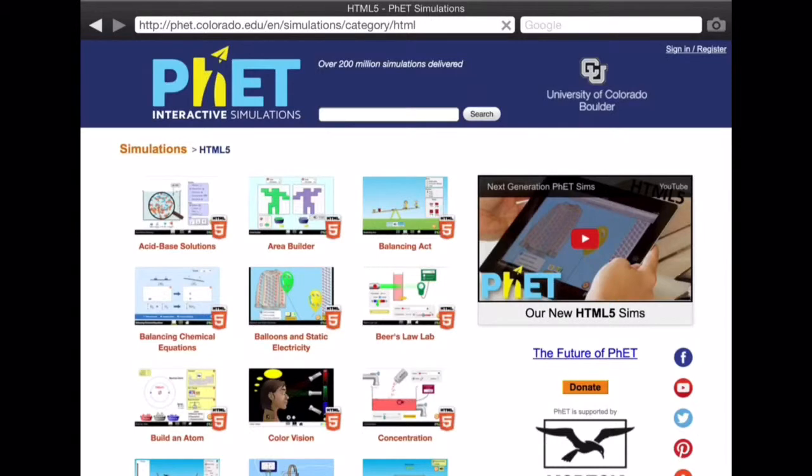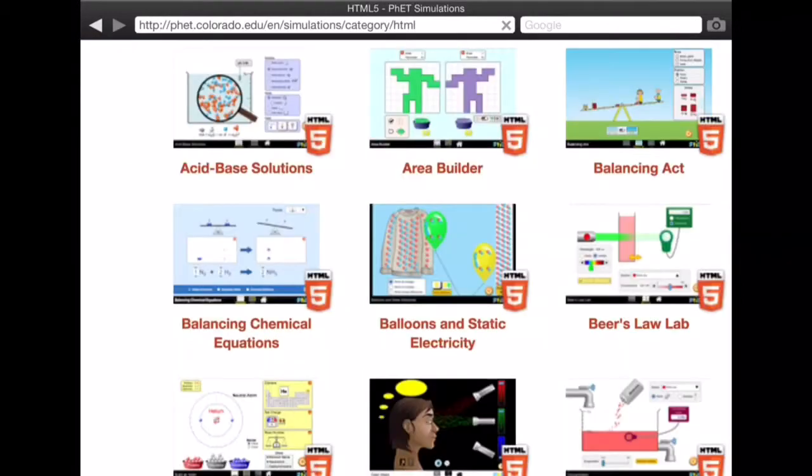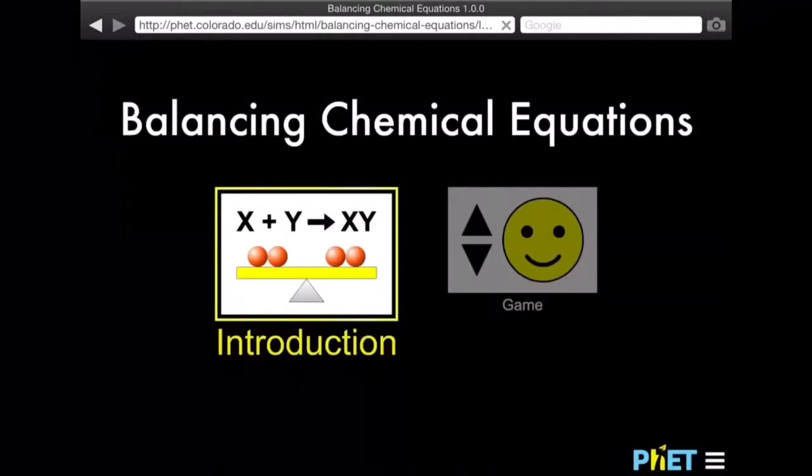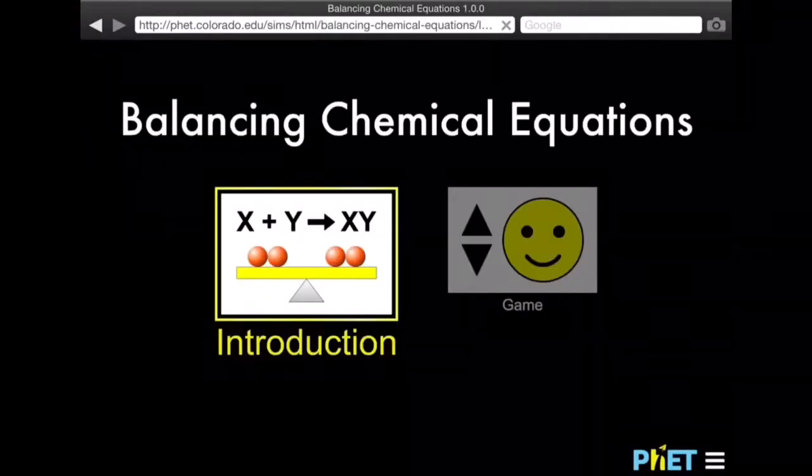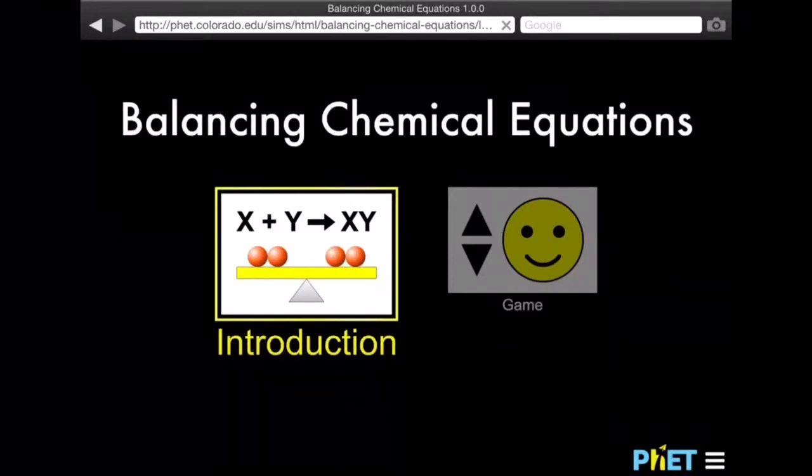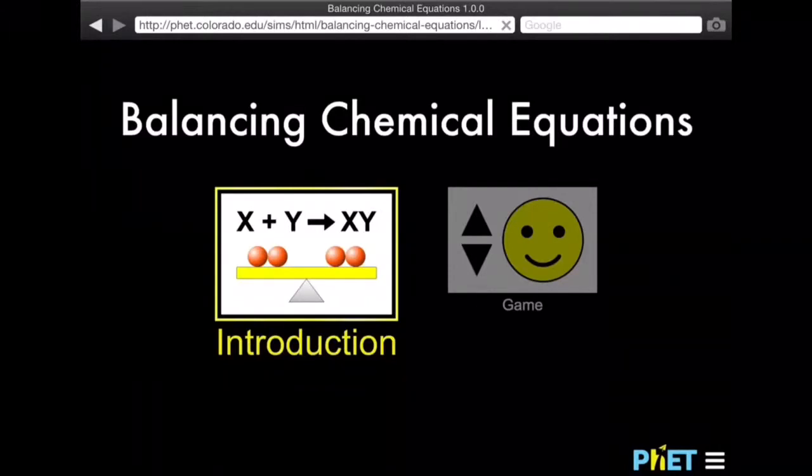All right. Now, once you're to this page, we are looking for this right here. It's called balancing chemical equations. You see where my little icon is kind of focused there? I can zoom in. Go ahead and click on it. And what it's going to do is it's going to load this particular icon. We are going to start with the introduction. So if you would just tap it, it's going to bring you here.